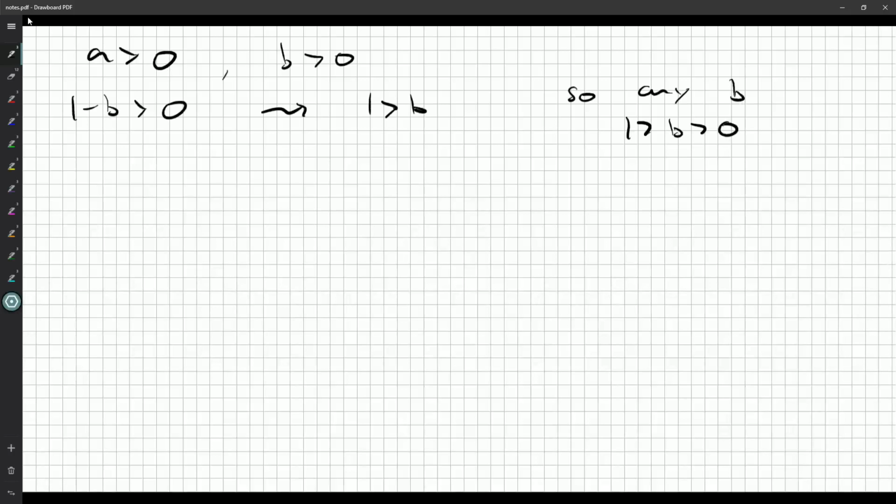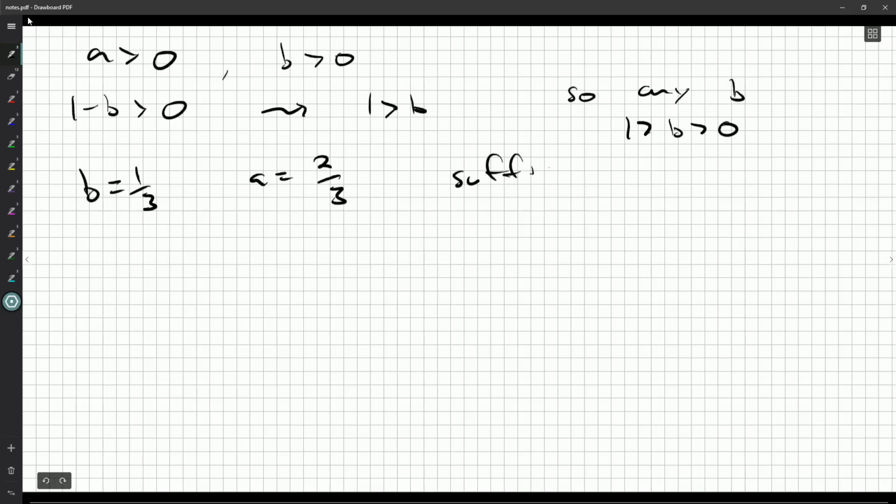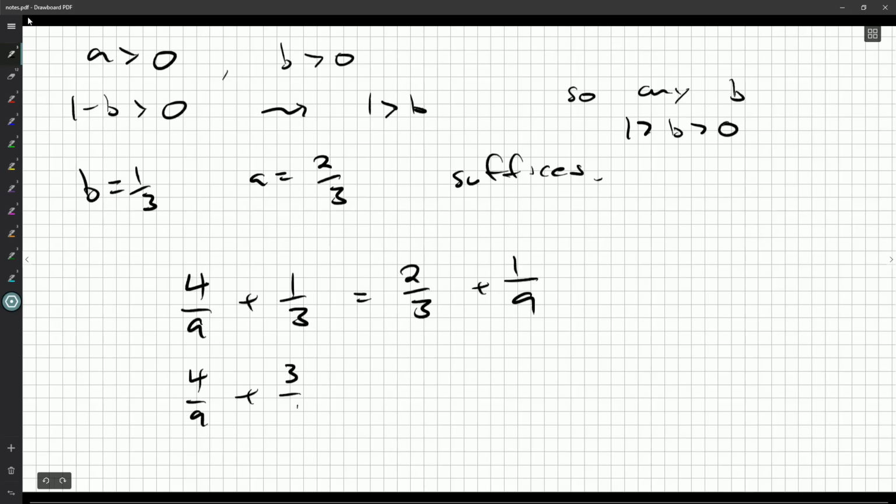I'd pick a half in the middle, but then A and B would be equal to each other again. You'd get a half. So, I don't know, let's say B equal to 1/3, A equal to 2/3 suffices. That should work. They're both positive. And if we want to, we can double check it. A squared is 4 over 9 plus B, and then B squared is 1 over 9. So we should get 4 over 9 plus 3 over 9 is equal to 6 over 9 plus 1 over 9. And they are both 7 over 9. Okay, so that does work.